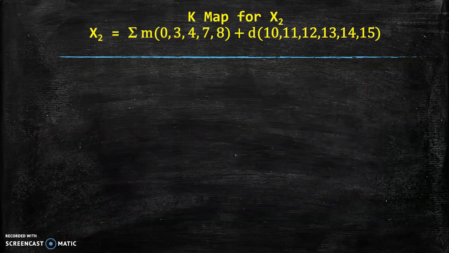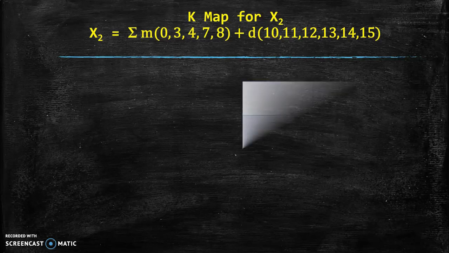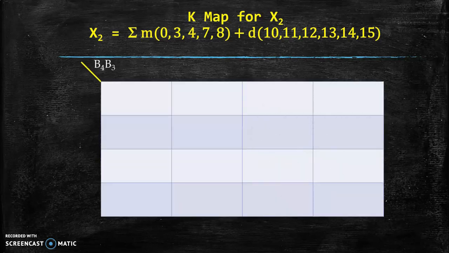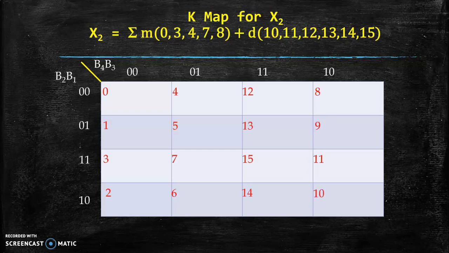So now let us prepare the K-map for X2. Again, same process. We write the respective decimal number in each cell. We write 1 as per the given minterms, so that is 0, 3, 4, 7, 8. We write a cross sign for the don't care condition, that is 10, 11, 12, 13, 14 and 15. In all remaining cells, we write 0.